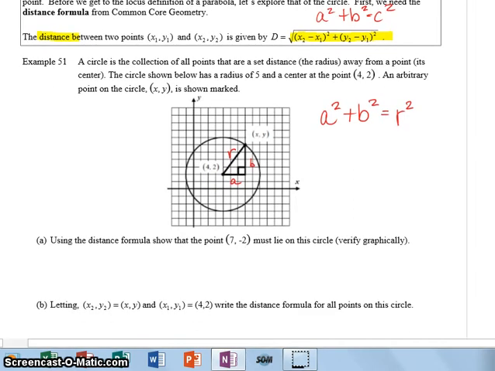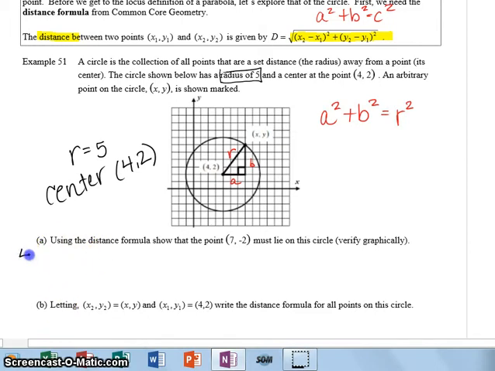All right, example 51a. A circle is the collection of all points that are a set distance, the radius, away from a point, its center. The circle shown below has a radius of 5. It told us that, so now we know the radius is 5. And the center is given the coordinates 4, 2.